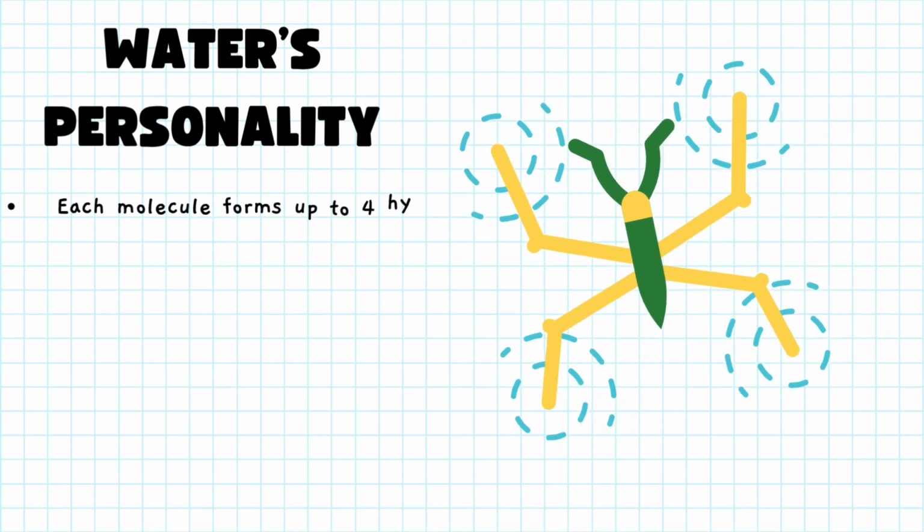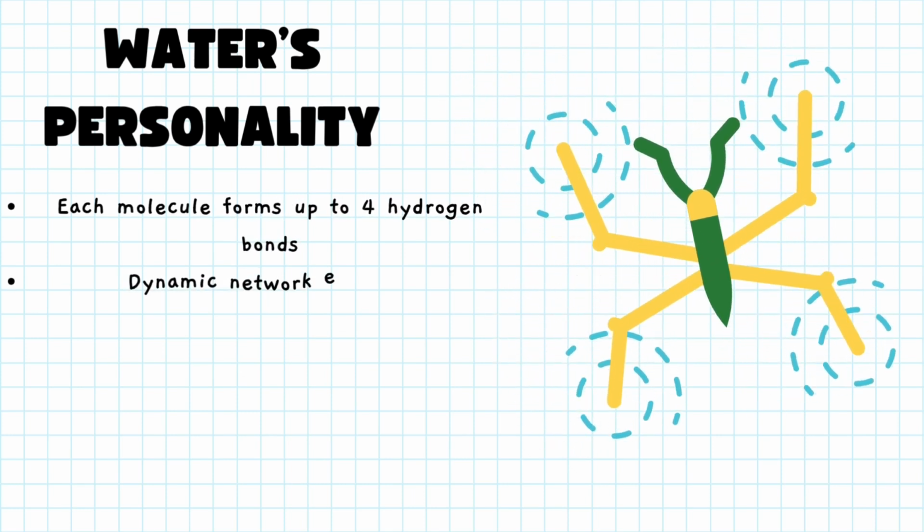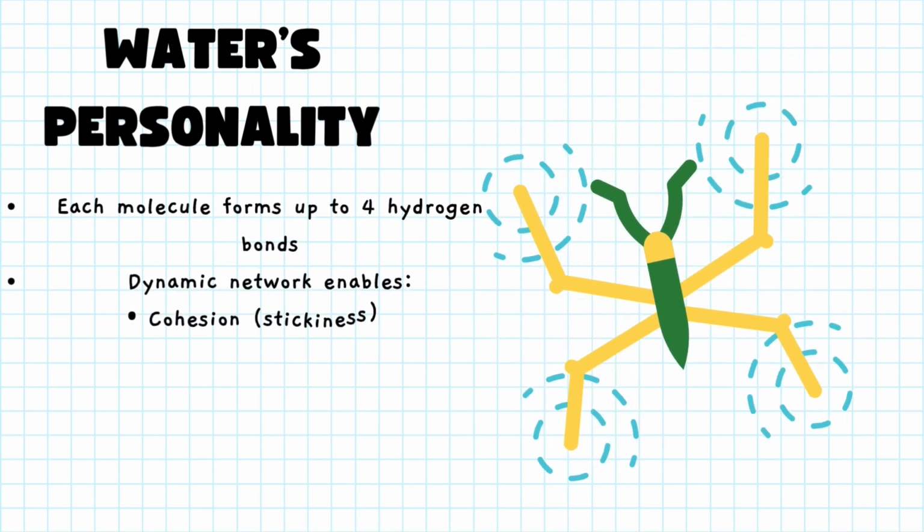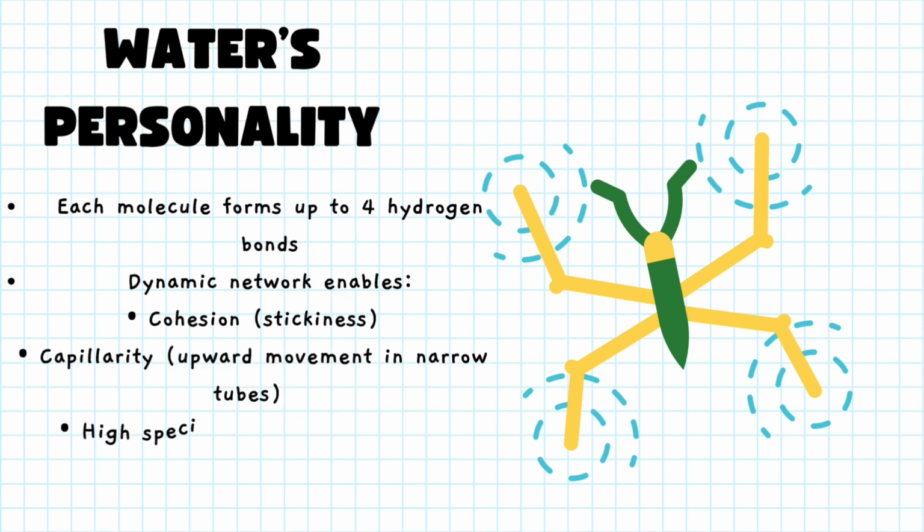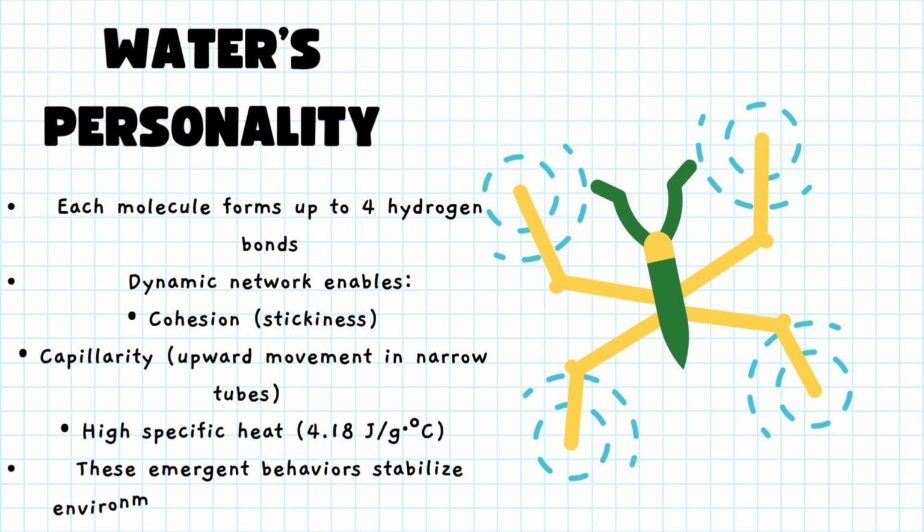Hydrogen bonding arises from the electrostatic attraction between the partially positive hydrogen atom of one molecule and the lone pair on an electronegative atom, in this case, oxygen. Each water molecule can engage in up to 4 hydrogen bonds, forming a dynamic, fluctuating lattice. These transient interactions endow water with emergent properties: cohesive behavior, capillarity, and a high specific heat capacity.